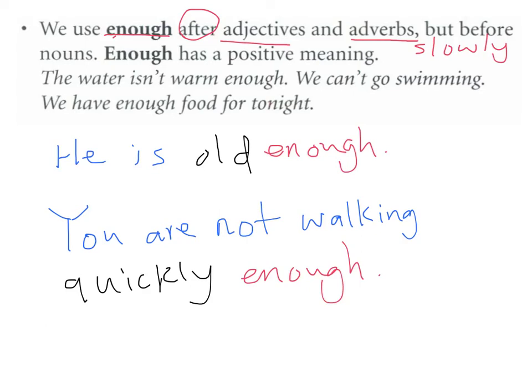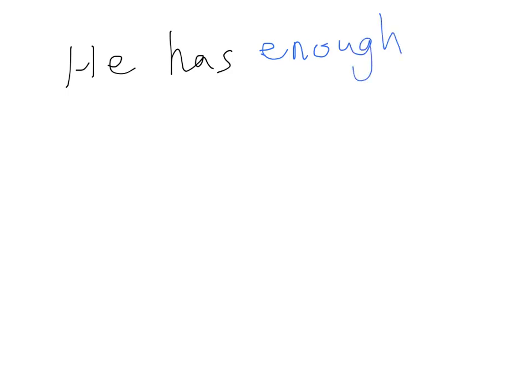Also we use enough before the nouns. We use enough before the nouns قبل الأسماء. If you remember, with too we use too much, too many. But here with enough we don't need to use it. For example, he has enough money. لديه مال كفاية.